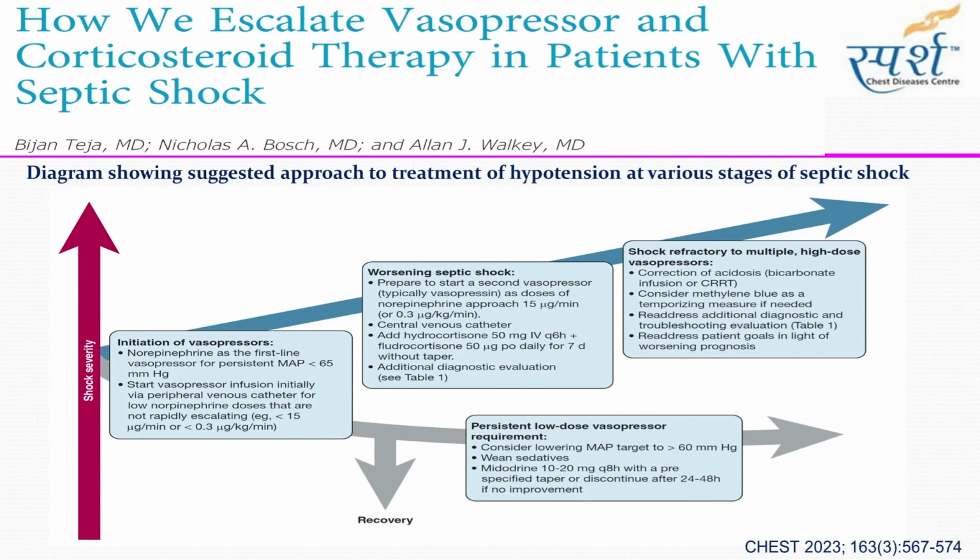If your septic shock worsens, what is your second choice vasopressor? Usually we say it is vasopressin, but in younger patients, patients with septic myocarditis, or patients who have Raynaud's or digital ischemia, epinephrine becomes your second vasopressor.